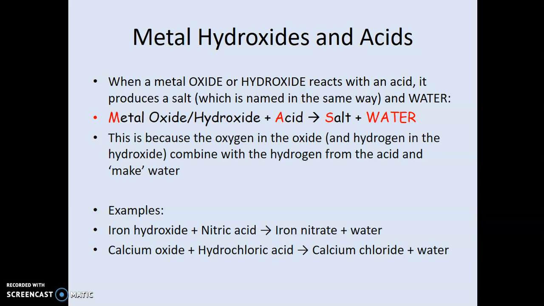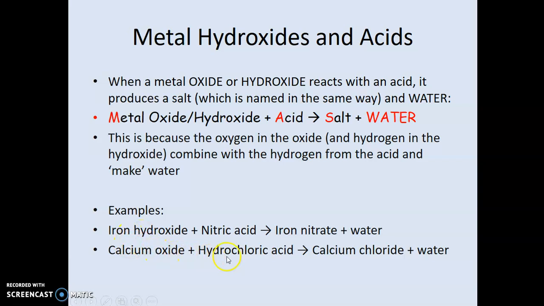Examples: iron hydroxide plus nitric acid will give you iron nitrate, the salt named in exactly the same way, plus water, because it's iron hydroxide. So this hydrogen and oxygen combines with the hydrogen from the acid to produce the water.